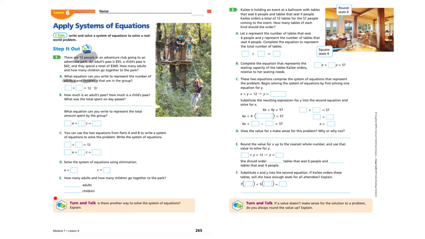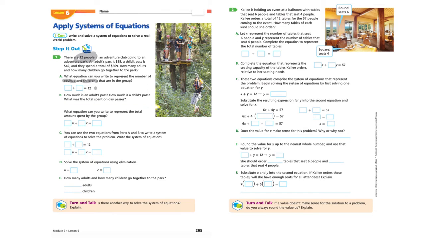And then this question, turn and talk, they tell you to use elimination, but is there another way that you could solve the system of equations, and what might that be? So go ahead and pause the video there, then we can go on to number 2.